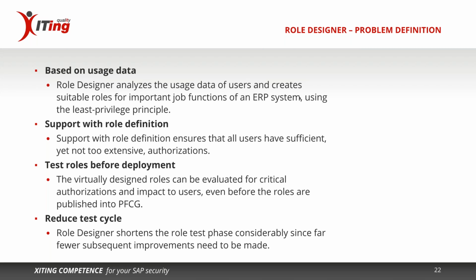Or we can find roles that fit selected users better. And by better, I mean they provide the same coverage based on the trace data, but have fewer authorizations or fewer T-codes. So that reduces the chance of over-authorizing users with your new role concept. And ultimately, all of that reduces your test cycles.